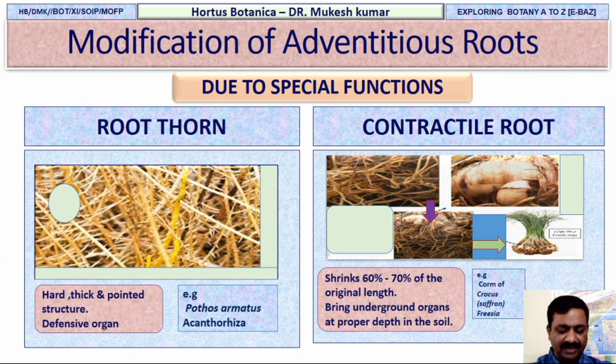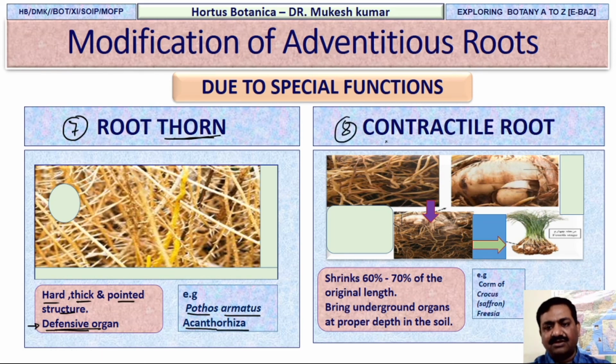Now the next one we have is root thorn. By name it's clear, thorn is the protective structure. Means to say it will occur only when there is a lack of water. A water deficit habitat will be there. So we will find here that it is more common in Acanthorrhiza and others. So what we find here is that the root will be modified into a hard, thick and pointed structure and act as a defense organ, right? Now the next one we have is contractile root.